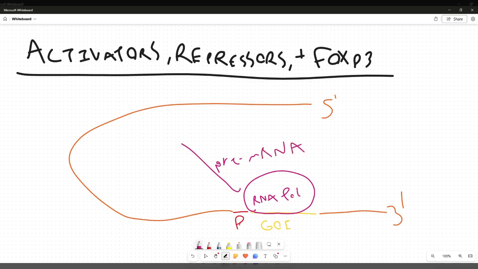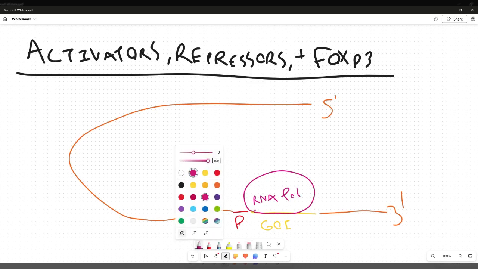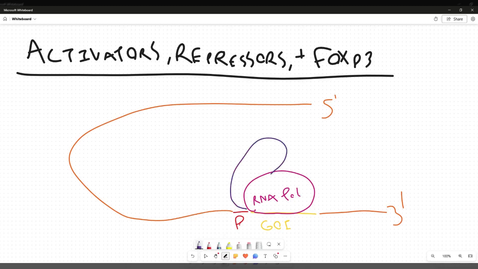Now, this is a little too simple, so we'll make it a little more complicated, right? So actually, RNA polymerase doesn't necessarily work alone. It can have friends, which I will call collectively the mediator proteins. Mediator. So mediator proteins, effectively, they help RNA polymerase transcribe things, right? Okay, well, we'll make it slightly more complicated.